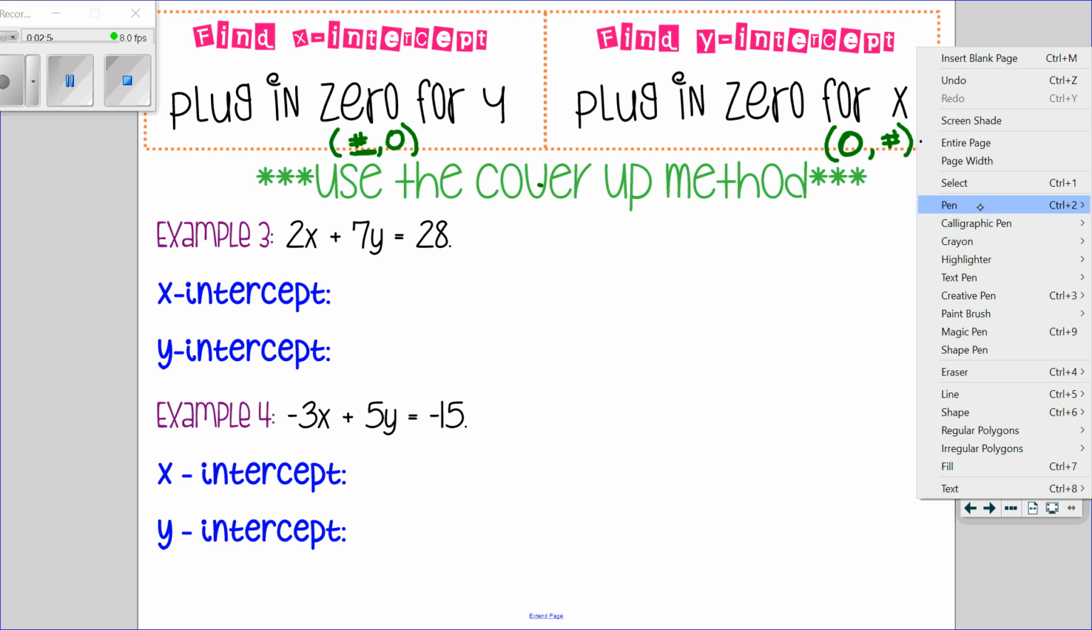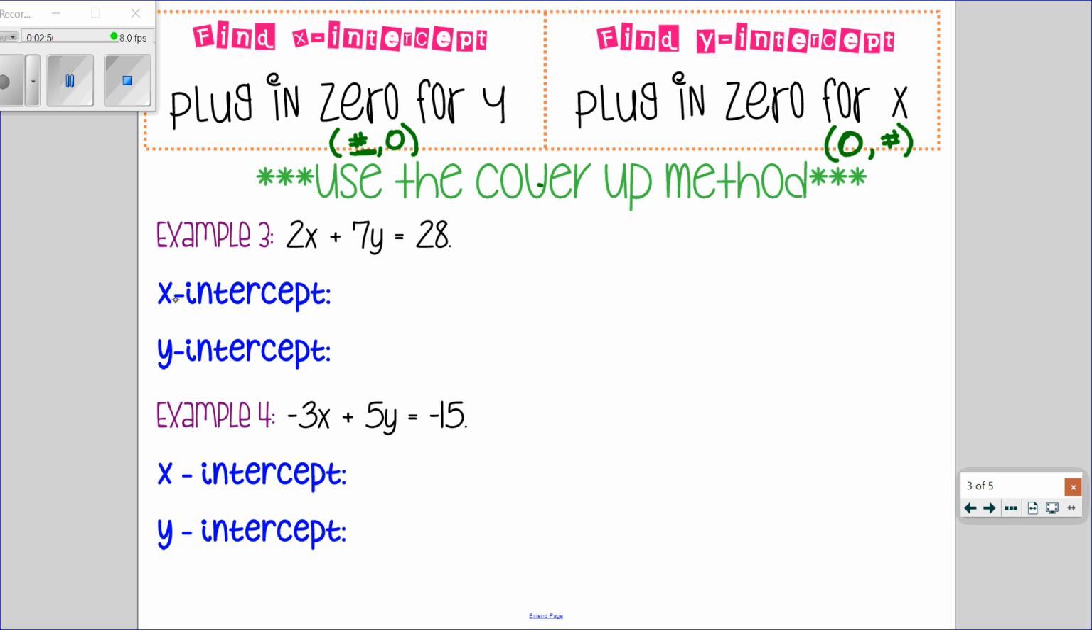So let's go ahead and find our intercepts here. X-intercept, we're going to plug in 0 for the y value. So we would have 2x plus 7 times 0 is equal to 28. Well, 7 times 0 basically just goes away, right, because it's 0. So we're left with 2x is equal to 28. So x is equal to 14. So my x-intercept, we got 14 for x, and we had plugged in 0 for y, so my y value is 0.